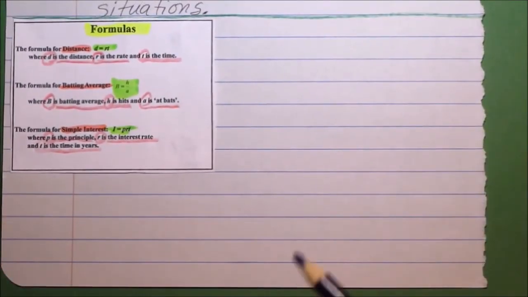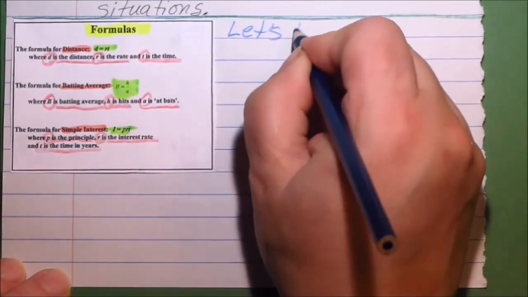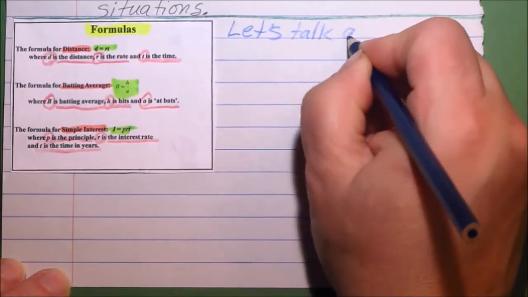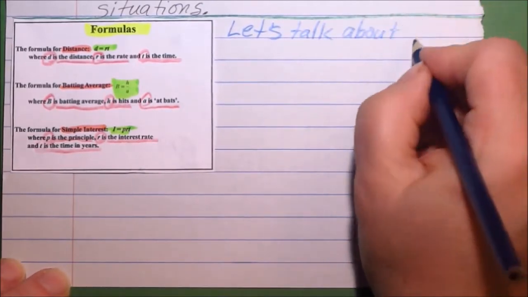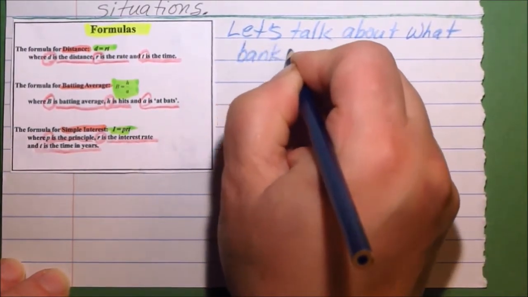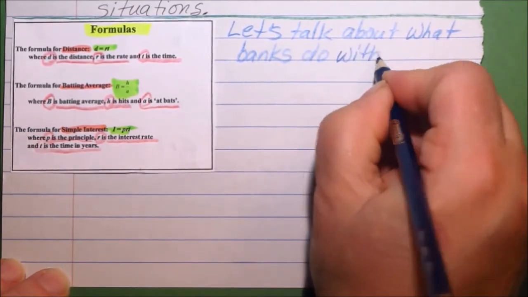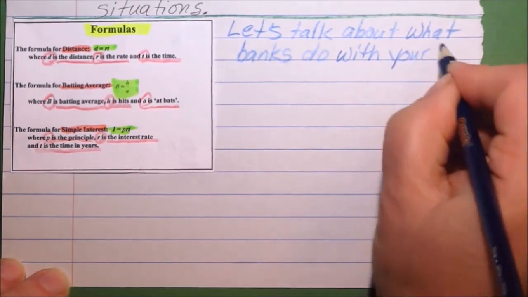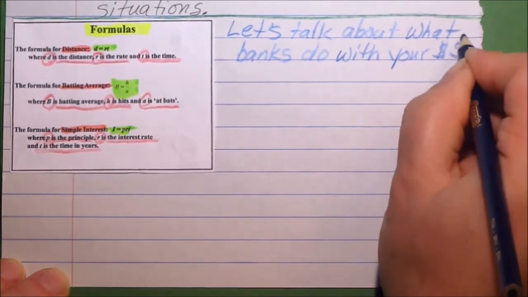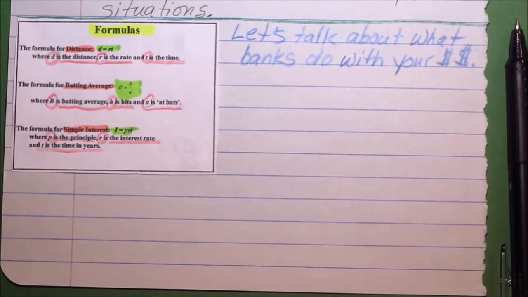as we write out a short story of, let's talk about what banks do with your money. All right, let's talk about what banks do with your money. All right, so I'm going to get my regular pencil and my red one, and we'll get it all down.